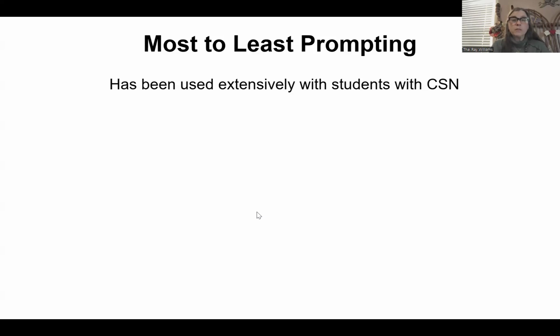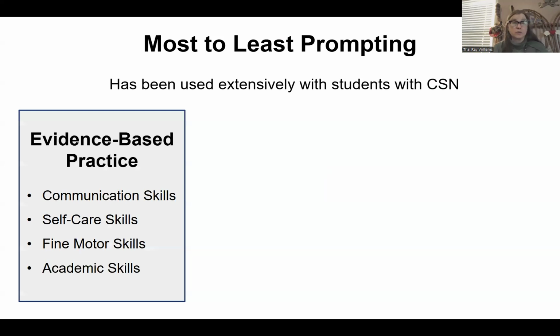So when we're talking about most to least prompting, this is one of the oldest and most extensively used instructional strategies for students with complex support needs, because often we are using most to least prompting when a student is initially learning a skill or a student needs a really high level of support. And so it is a strategy that we use often with the students in our program and in our classrooms.